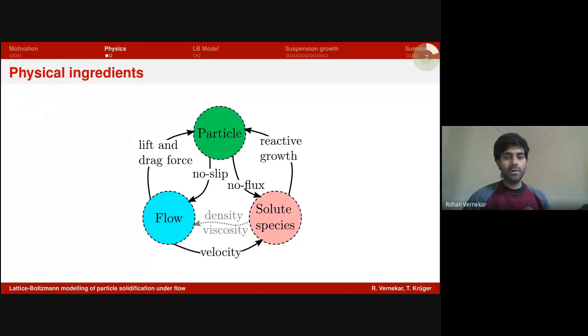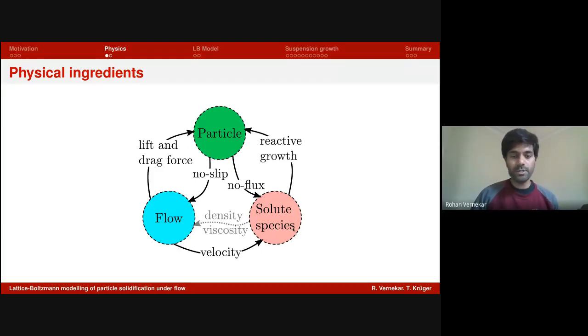In order to build a model, this process can be divided into 3 simple physical ingredients. One is your particle, starting from your nucleus. One is the flow conditions, and one is the solute species. We've got two-way coupling between particle and flow, through lift and drag and through the no-slip condition. And between the particle and the solute species, we've also got a two-way coupling. You've got reactive growth of the particle due to surface reaction of the solute at the particle boundaries, and the particle boundaries impose a no-flux condition on the solute. But we've only got a one-way coupling between the flow and the solute species.